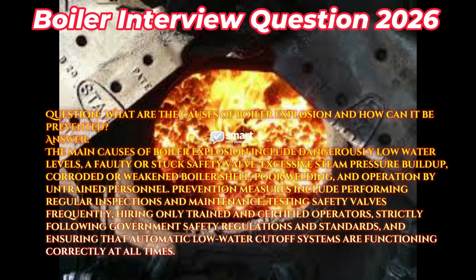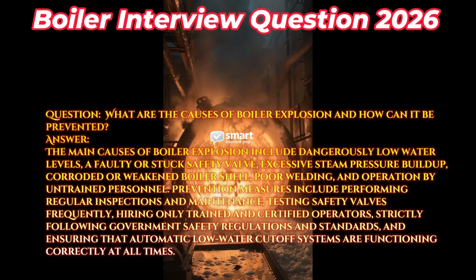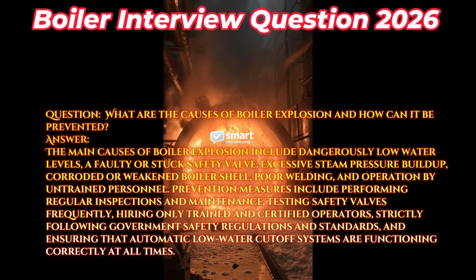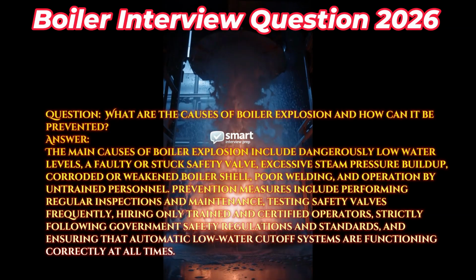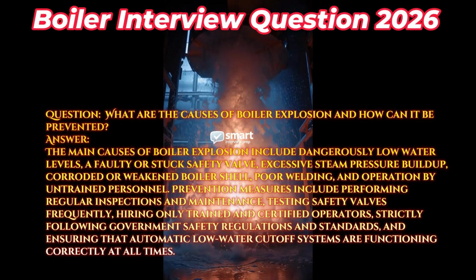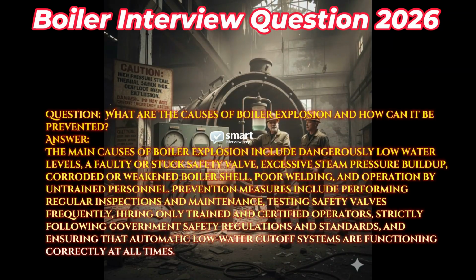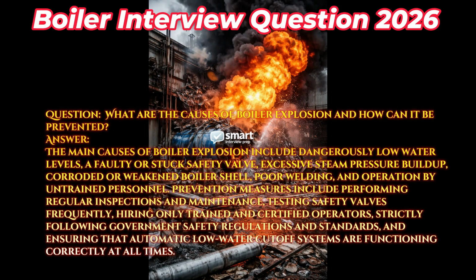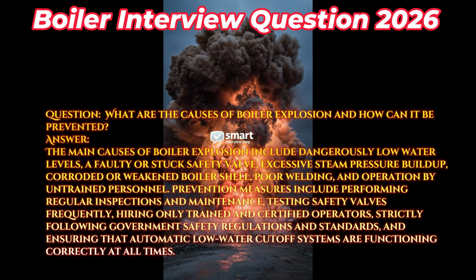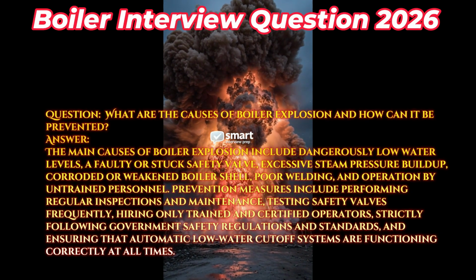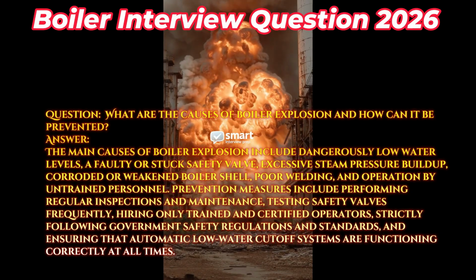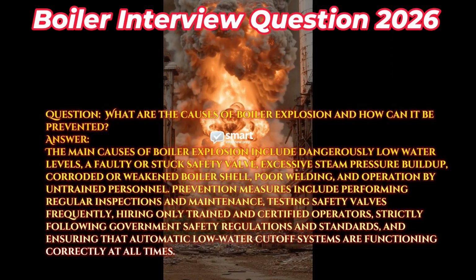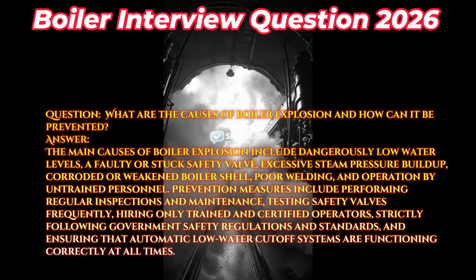Question: What are the causes of boiler explosion and how can it be prevented? Answer: The main causes of boiler explosion include dangerously low water levels, a faulty or stuck safety valve, excessive steam pressure buildup, corroded or weakened boiler shell, poor welding, and operation by untrained personnel. Prevention measures include performing regular inspections and maintenance, testing safety valves frequently, hiring only trained and certified operators, strictly following government safety regulations and standards, and ensuring that automatic low-water cutoff systems are functioning correctly at all times.